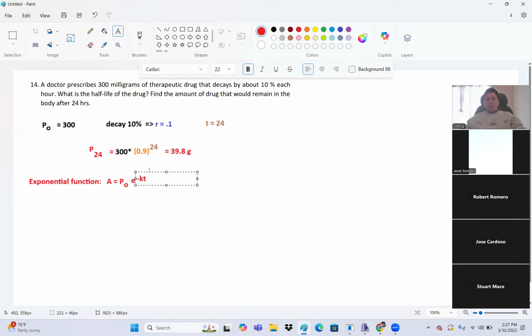I actually used different syntax for this question. The k was negative 0.1, and then the t was 24. So we can have this. We'll take 500 times e to the power negative 0.1 times 24. So that's going to be 500 times e to the power negative 2.4.